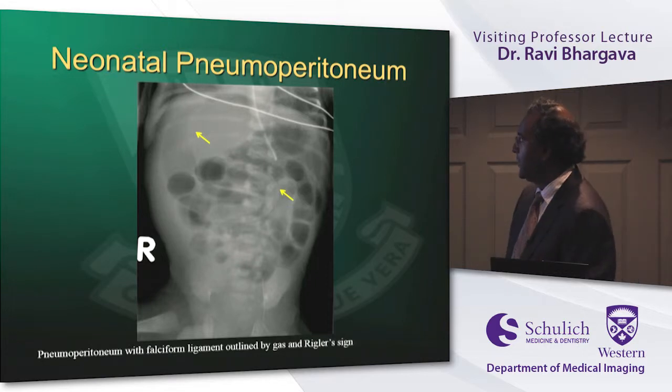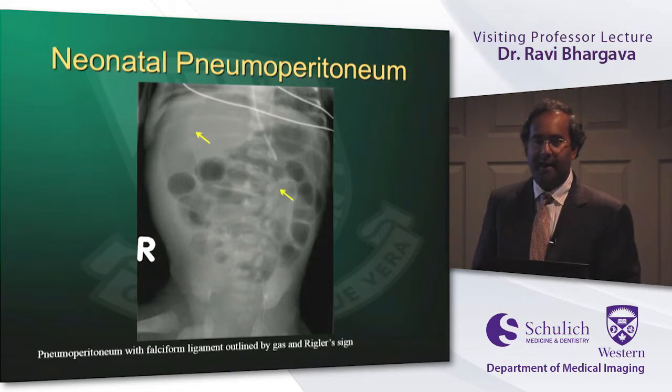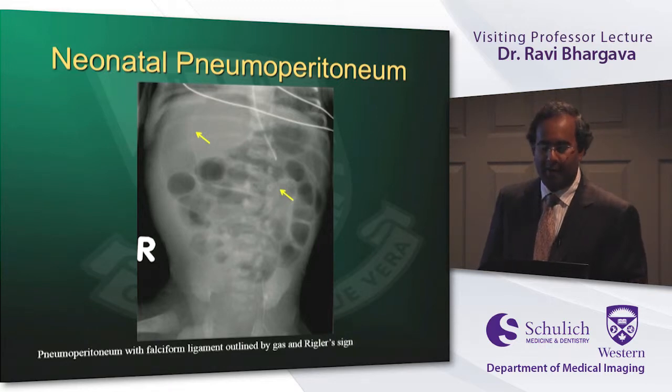But in addition, you can also see a loop of small bowel where you can see gas on both sides of the wall, which is also known as Rigler's sign, named after Leo Rigler. And this is another sign of a neonatal pneumoperitoneum.